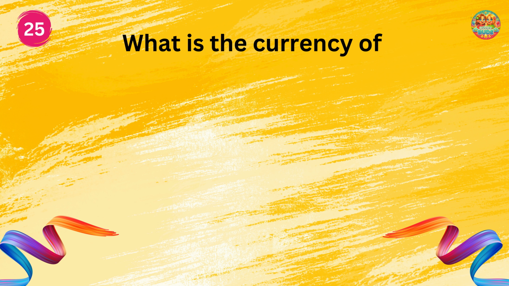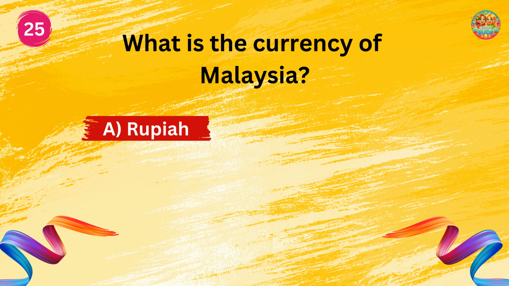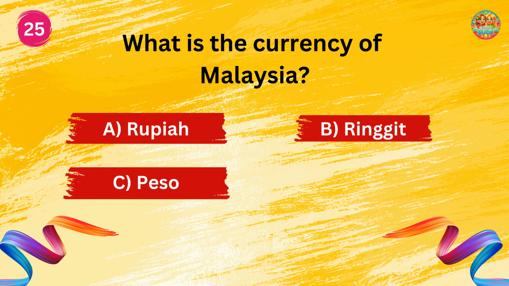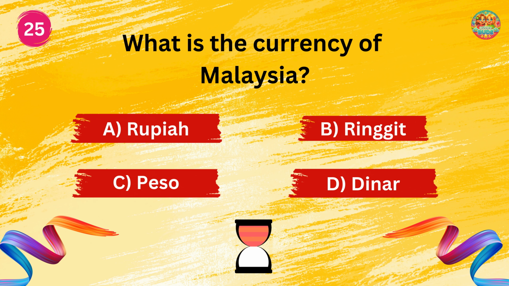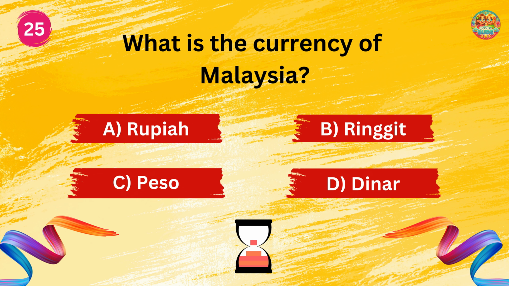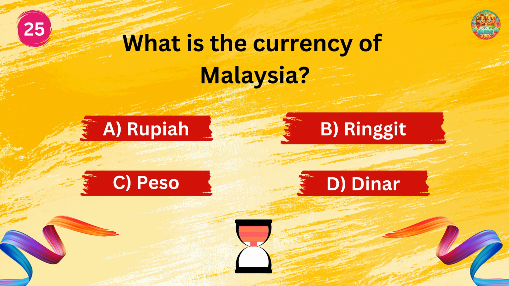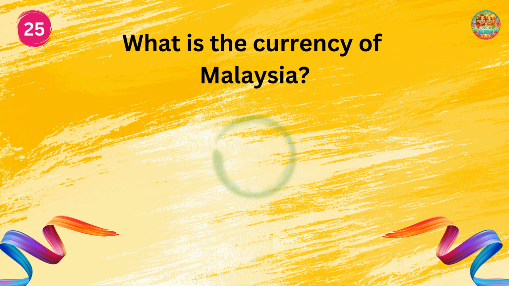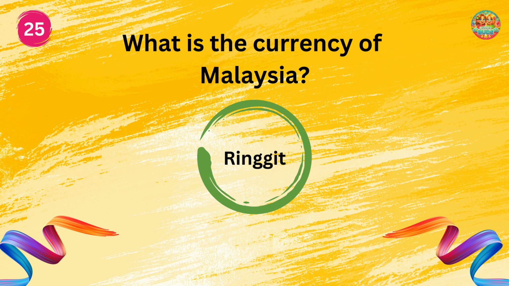What is the currency of Malaysia? A. Rupiah. B. Ringgit. C. Peso. D. Dinar. And the answer is, yes, it's ringgit.